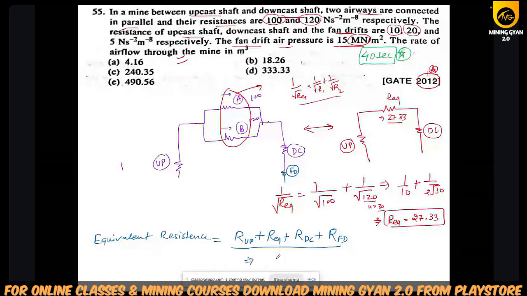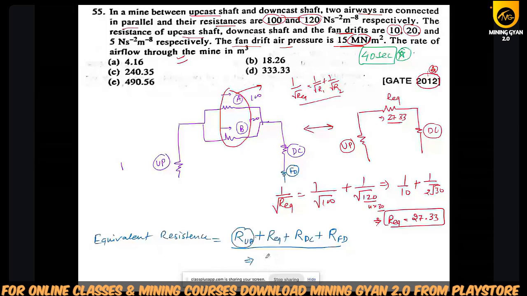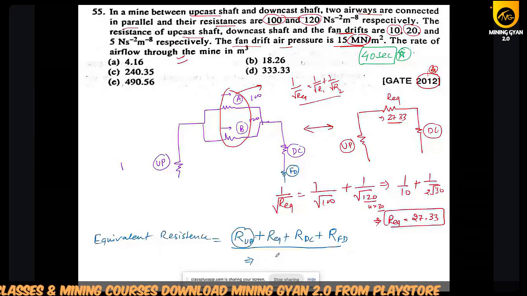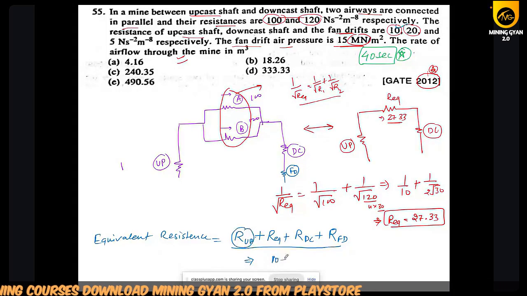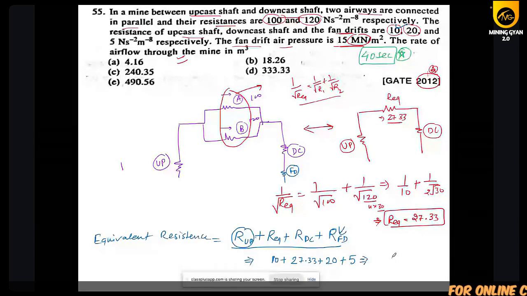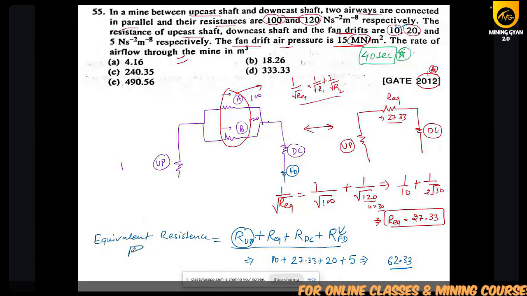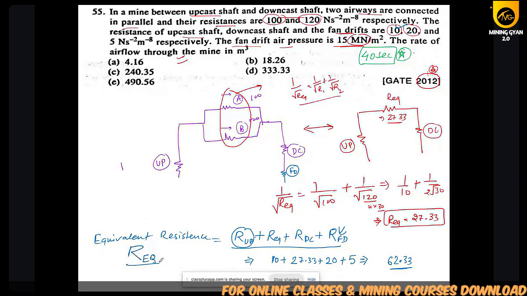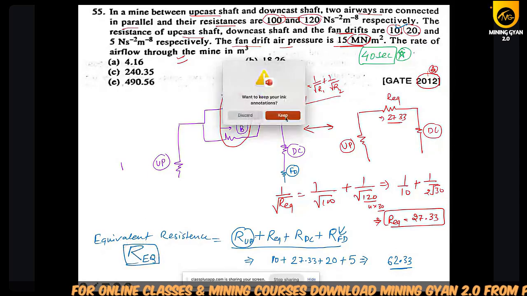R upcast they have provided, the value is 10, and R equivalent you have calculated as 27.33. R downcast they have also provided, which is 20, and fan drift they have provided, which is 5. When you add all of these values, it will be 62.33. Okay, so you have found capital R equivalent of the mine.